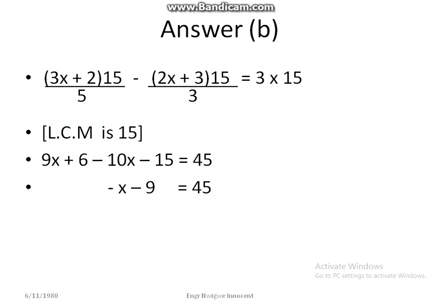6 minus 15 will give us minus 9. Then we have our minus s. 9 going over to the other side will become plus, equals to 54. That is 45 plus 9, which will give us 54. Therefore, our s now becomes equals to minus 54.